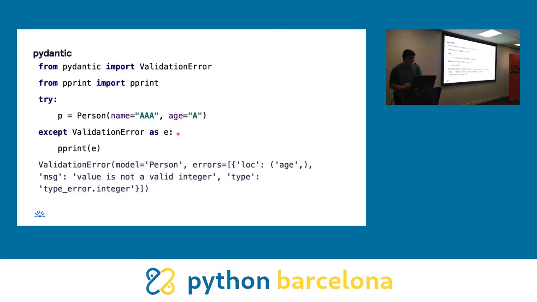But if we try to pass age as a string, we will see that Pydantic complains about this, and it gives us this nice error that we can use. We can see that it says the model person has an error in the property age, and we have the message that says the value is not a valid integer.